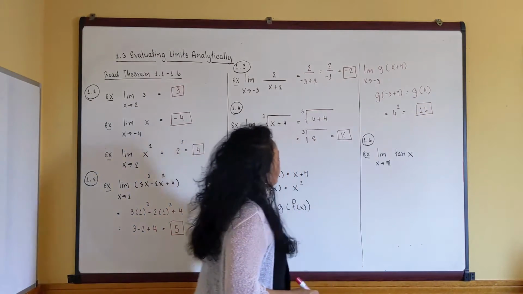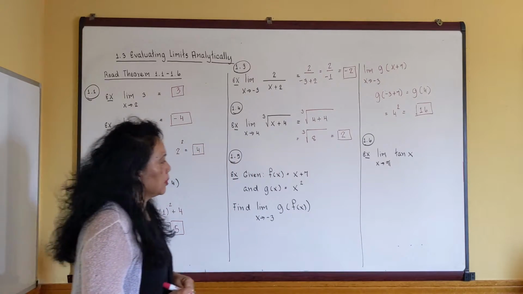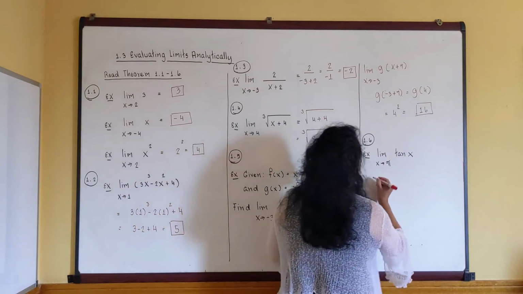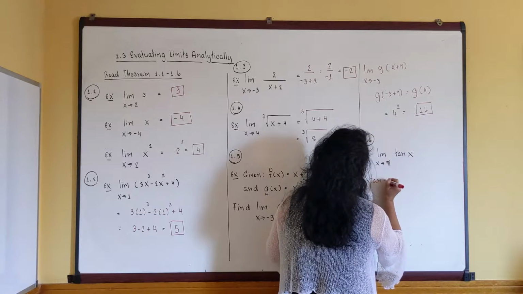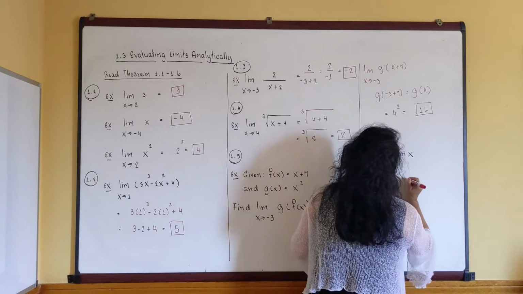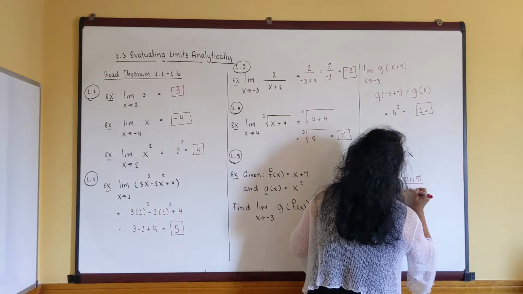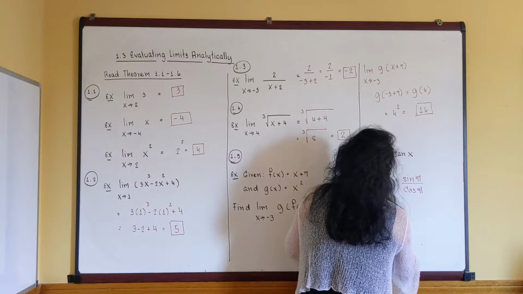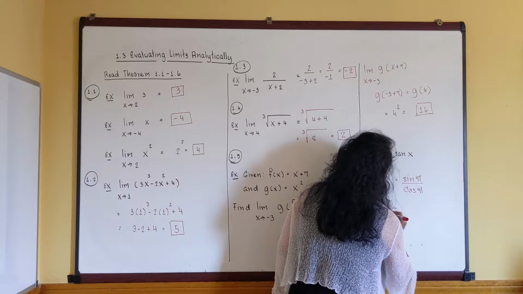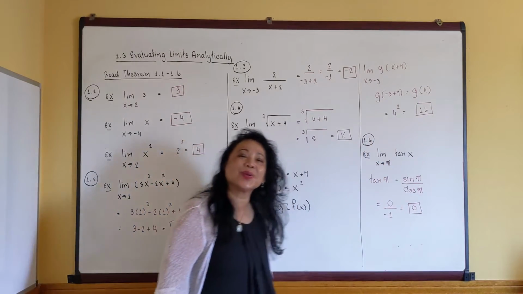The next one, theorem 1.6, talks about trig functions. So again, I will do direct substitution here. I will have tangent of pi, because x approaches pi. Tangent of pi is sine of pi over cosine of pi. Sine of pi is 0. Cosine of pi is -1, so it's equal to 0. Alright, let's look at more theorems here.